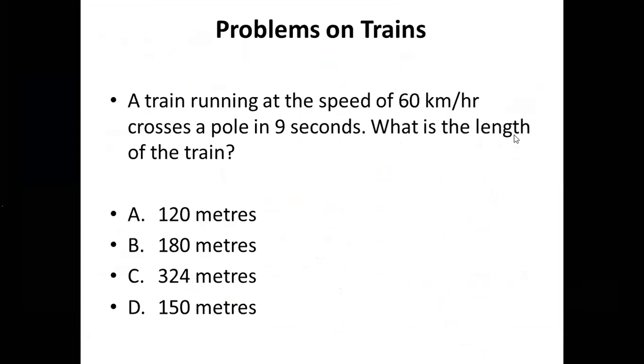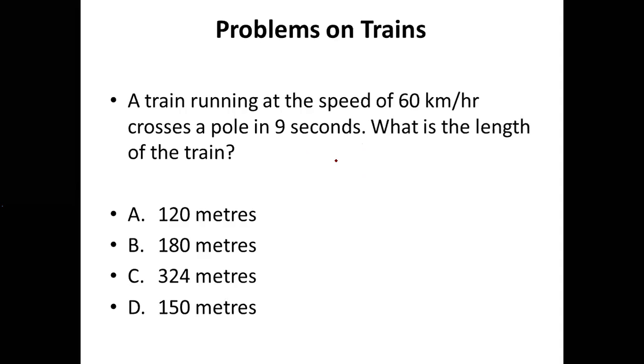So can anyone read? Yes class, please read the problem that we have. Yes, Himanish. A train running at a speed of 60 km/h crosses a pole in 9 seconds. What is the length of the train, right? So what is required? Length of the train.